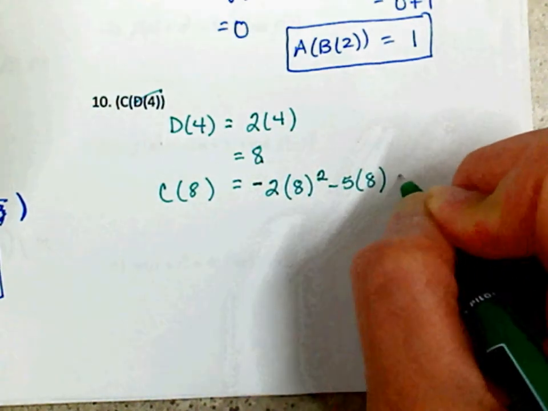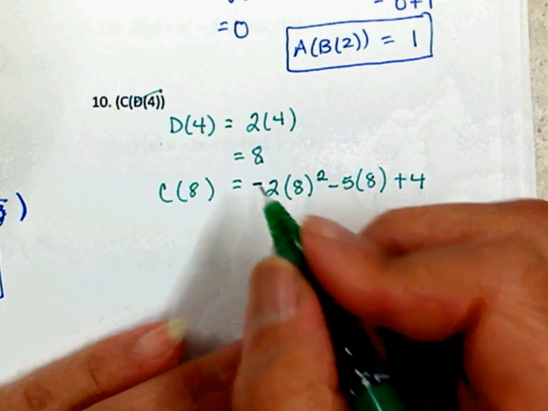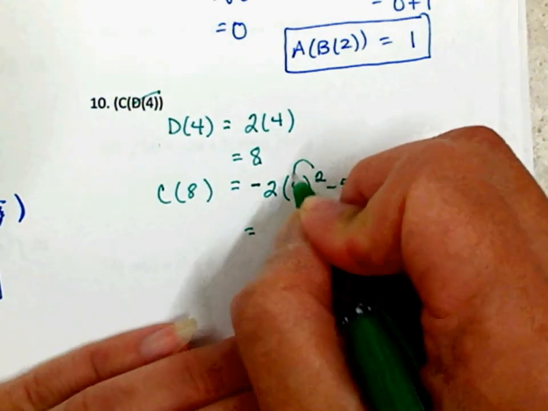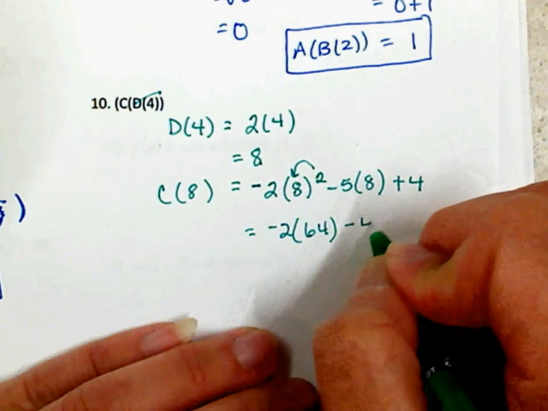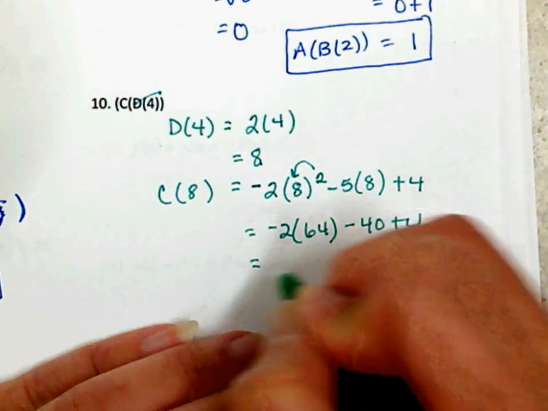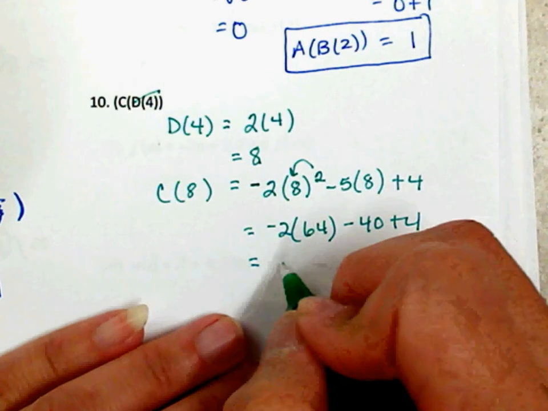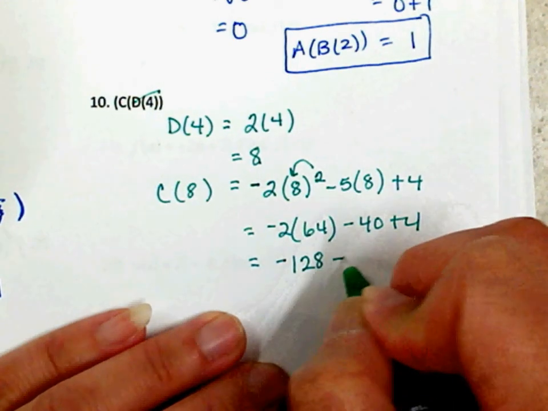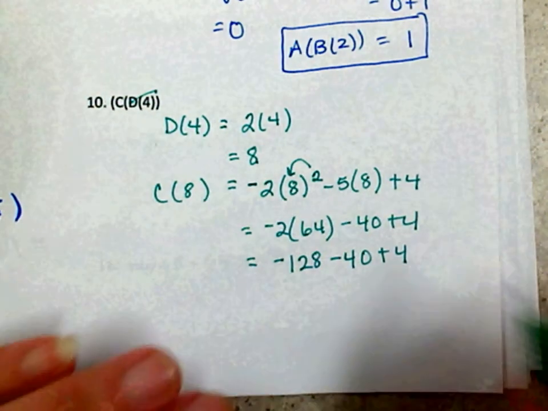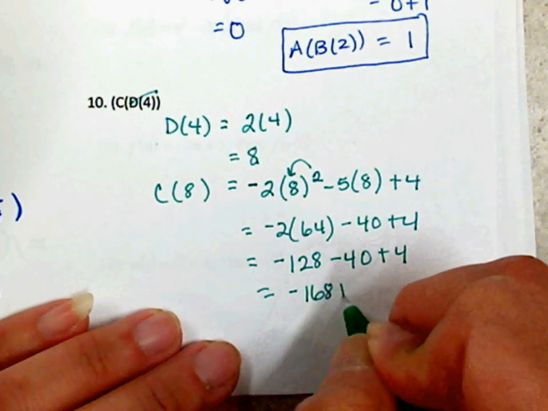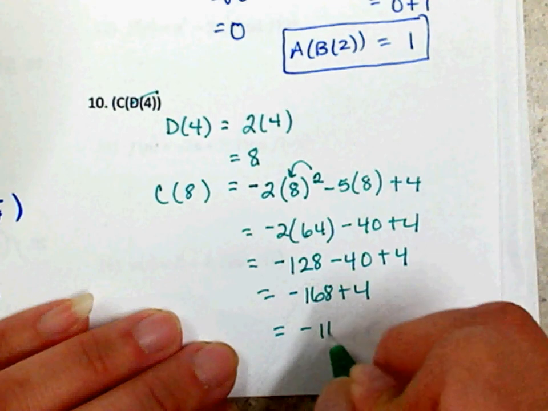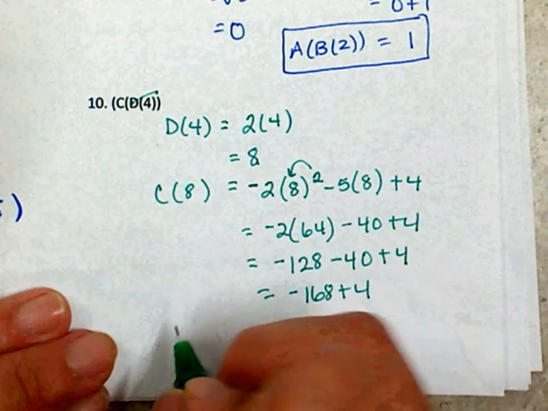Give me one moment. All right. Exponent first, negative 2, 8 times 8, 64, minus 40 plus 4. 2 times 64 is negative 128, minus 40 plus 4. Negative 128 minus 40 is negative 168 plus 4. Comes out to be negative 164. So there's your C of D of 4.